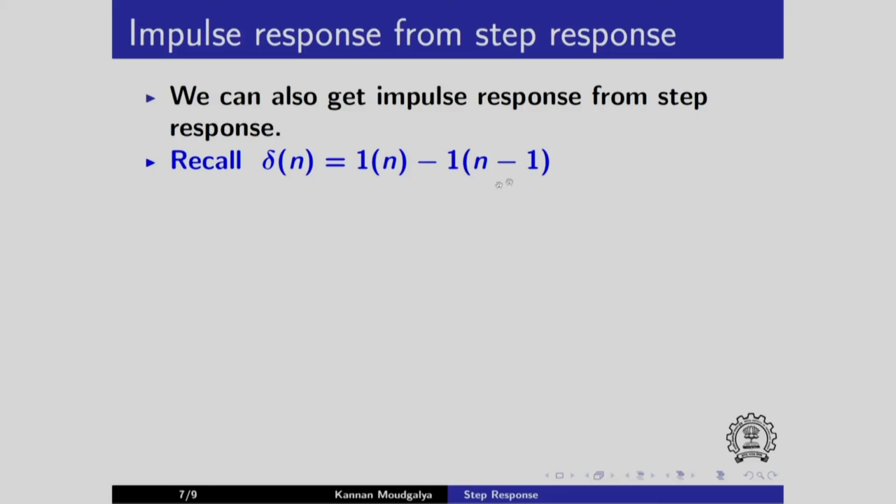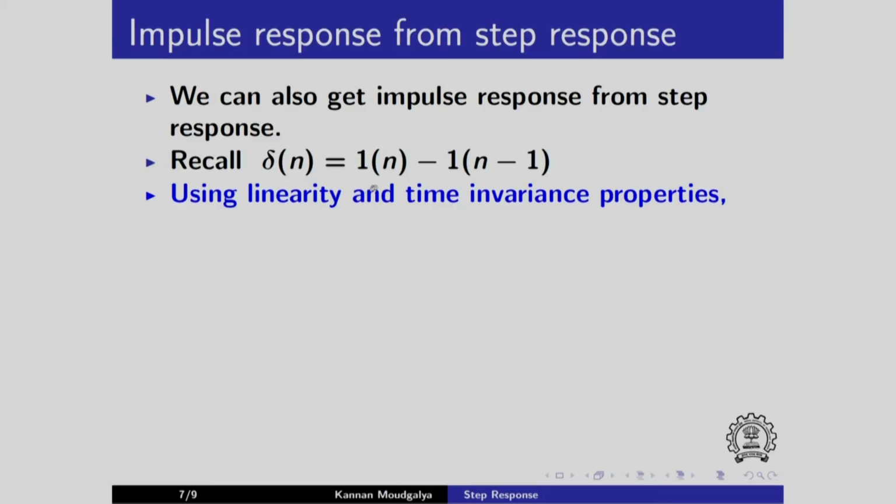Recall the fact that we derived in one of the earlier presentations. Delta of n is 1 of n minus 1 of n minus 1. This is the step that starts at n equals 0. This is a step that starts at n equals 1. Now let us use linearity and time invariance. So this 1 of n will give rise to S of n.